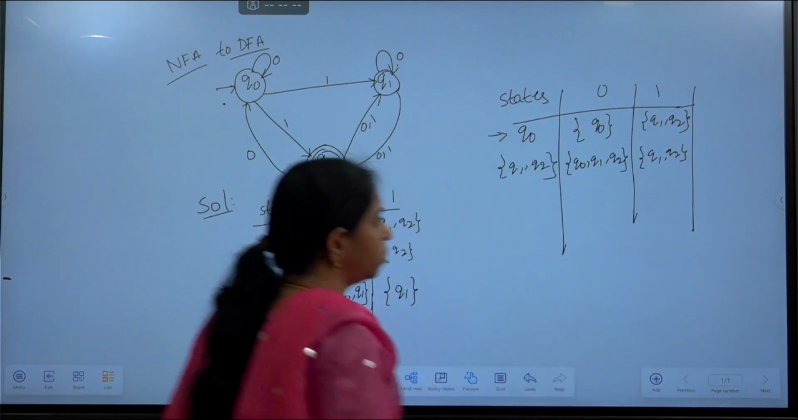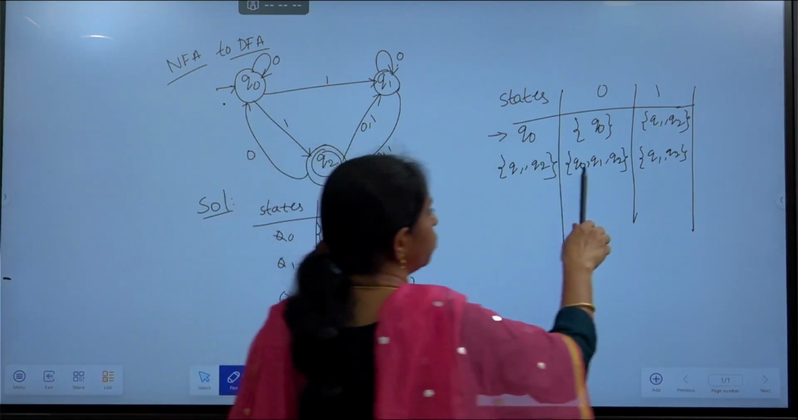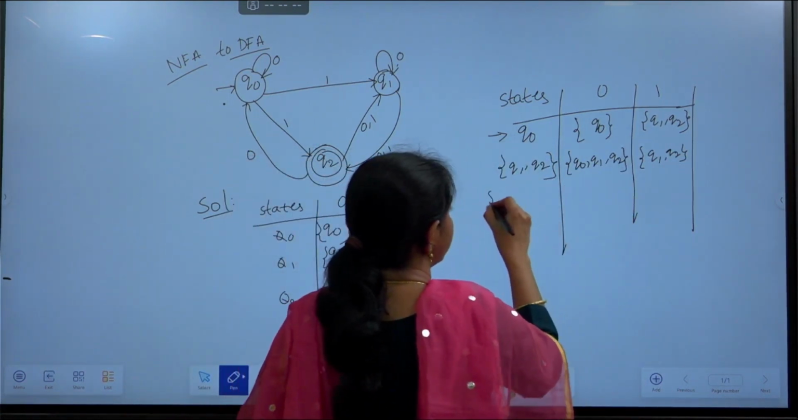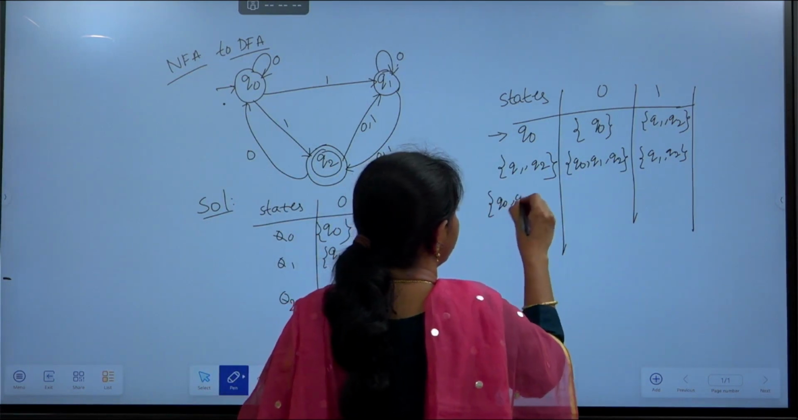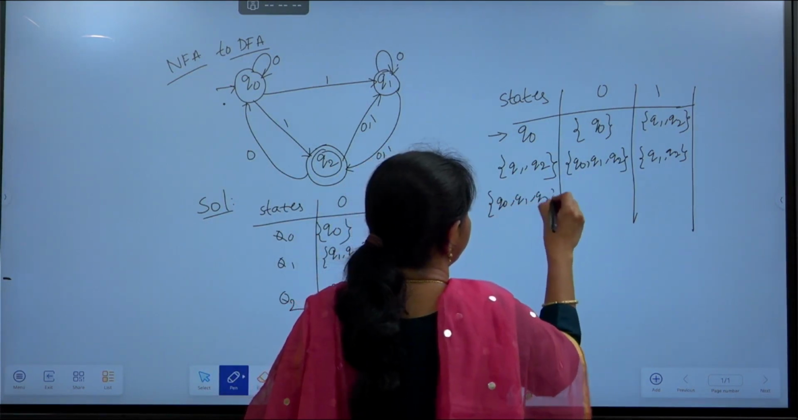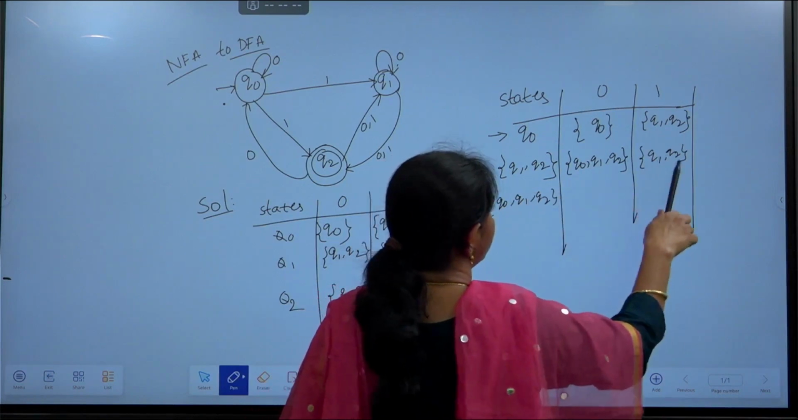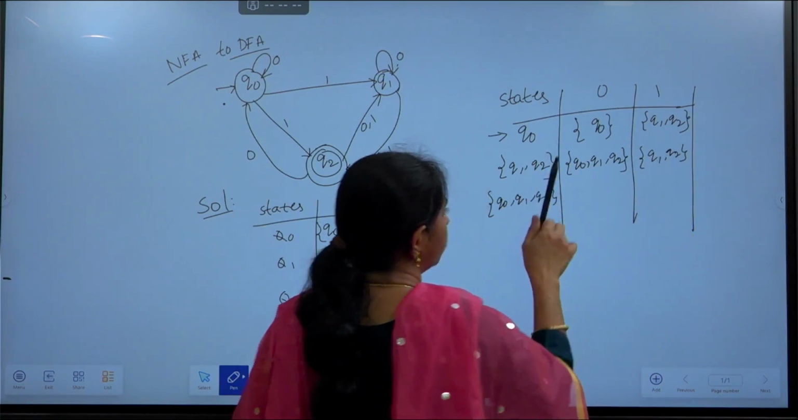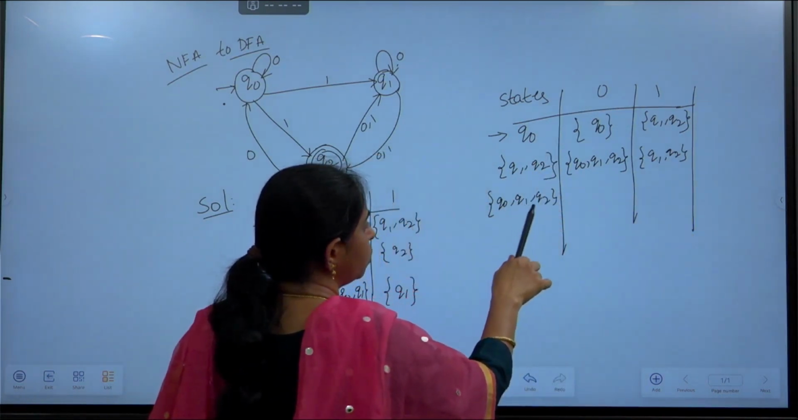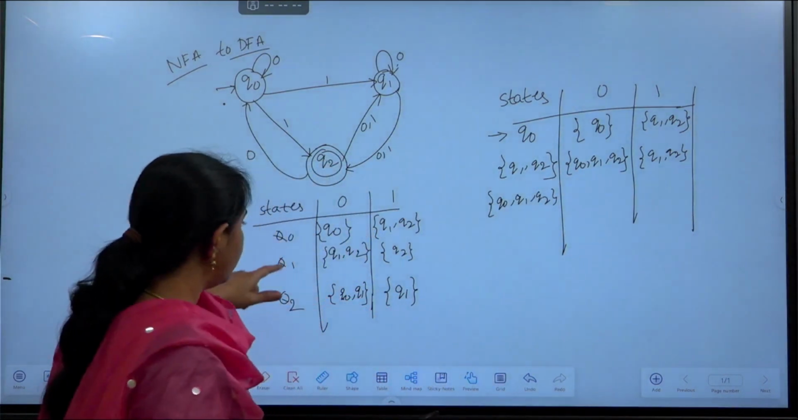Now check that new transition. Here we have Q0 Q1 Q2, that is a new transition, right? Q0 Q1 Q2. So next, Q1 Q2 we have already written here, so no need to apply. Now apply Q0 Q1 Q2.